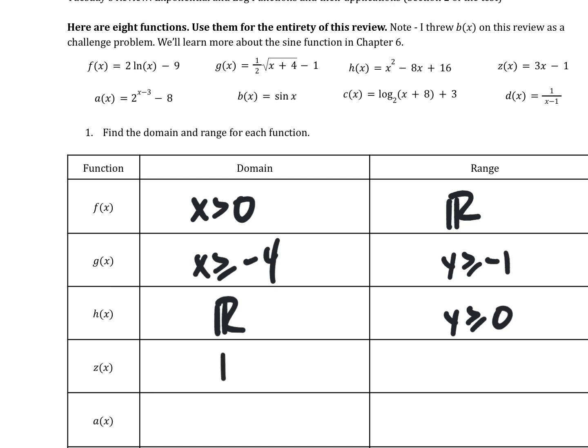Z of x is a polynomial, so it's all real numbers. It's also a line, and so I think about the shape of a line. That's got to hit every y value as well, so that's all real numbers.